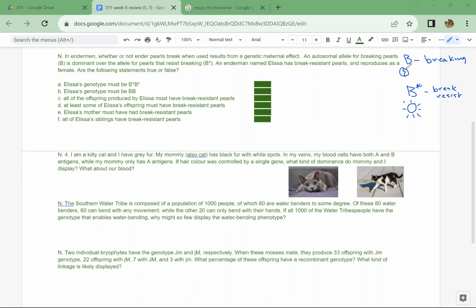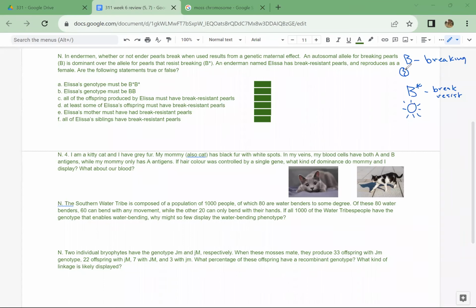So for this question, you will need to just know what the genetic maternal effect is. Don't worry, I will obviously walk through it with you. It can be challenging to penetrate at first, but we'll do it together if you don't already know. So pause the video and come back. Okay, so Elisa's genotype must be B star, B star.